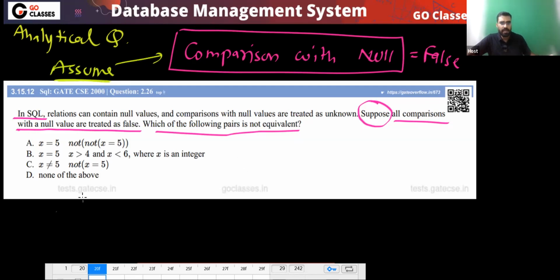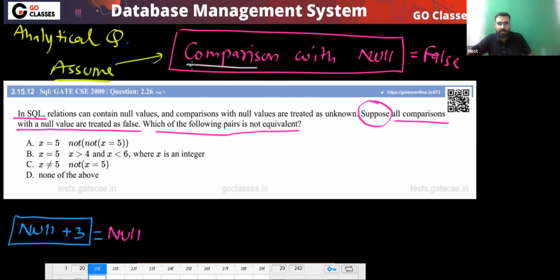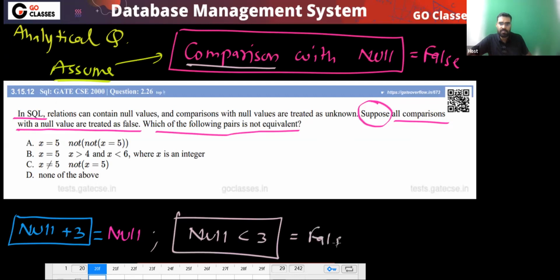If this assumption is given, then tell me what will be the value of null plus 3? That will still be unknown, that will still be null, right? Agree? Because the question is talking about comparison, not the arithmetic operation. If you do comparison with null, for example null is less than 3, this will be treated as false.